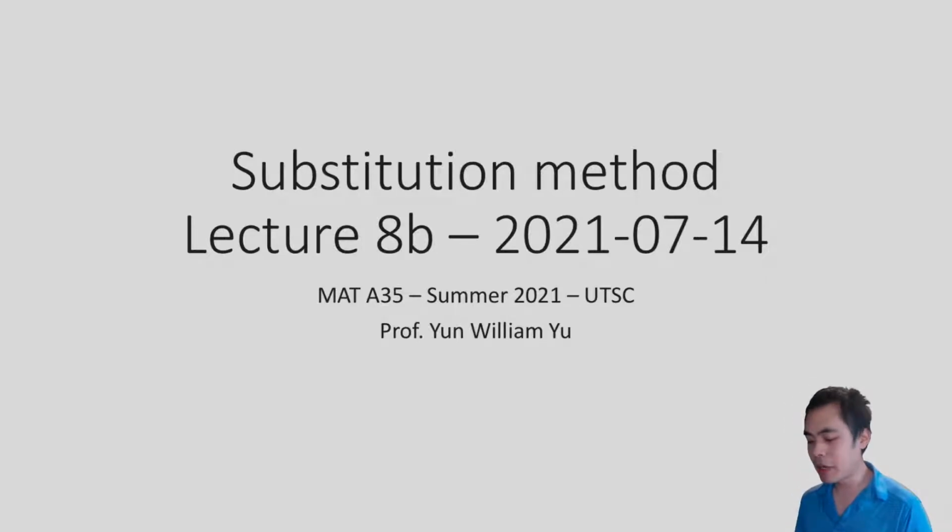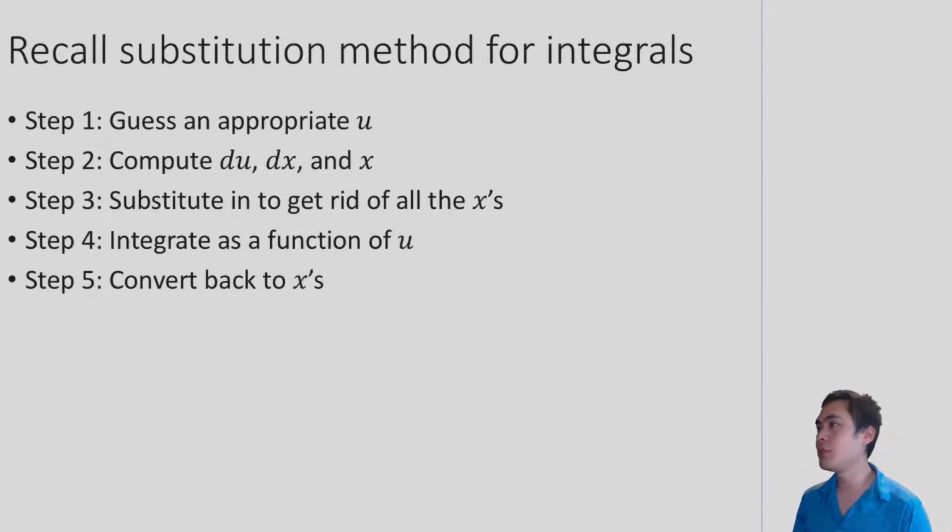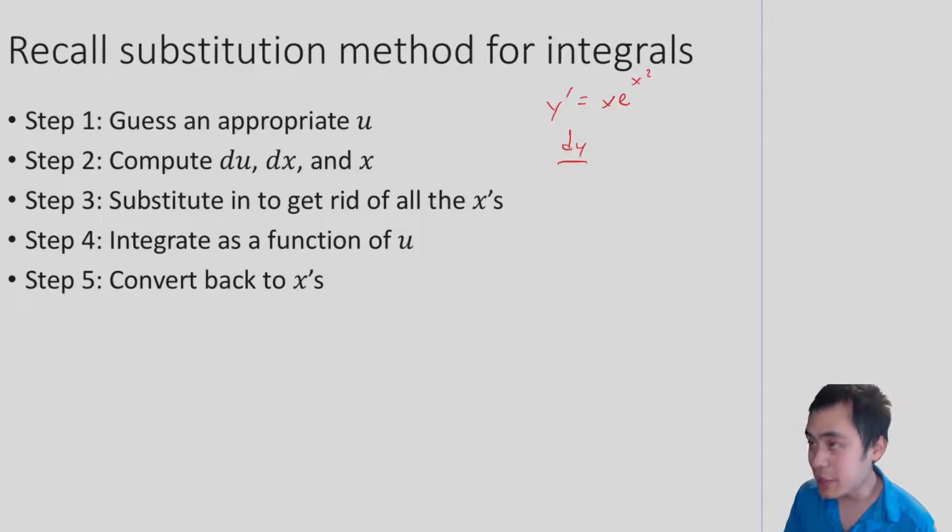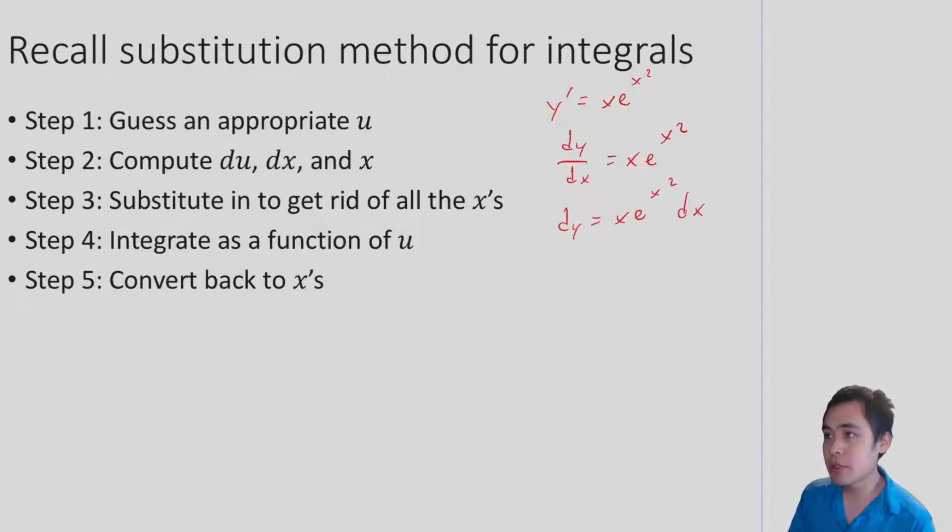Okay, so let's first start by reminding ourselves of the substitution method for integrals. The whole point is that we guess an appropriate u, and we compute du. For example, let's say that we started out with y prime is equal to x e to the x squared. After rewriting it, dy/dx is equal to x e to the x squared, and let's have dy is equal to x e to the x squared dx. And so then y is equal to the integral of x e to the x squared dx.